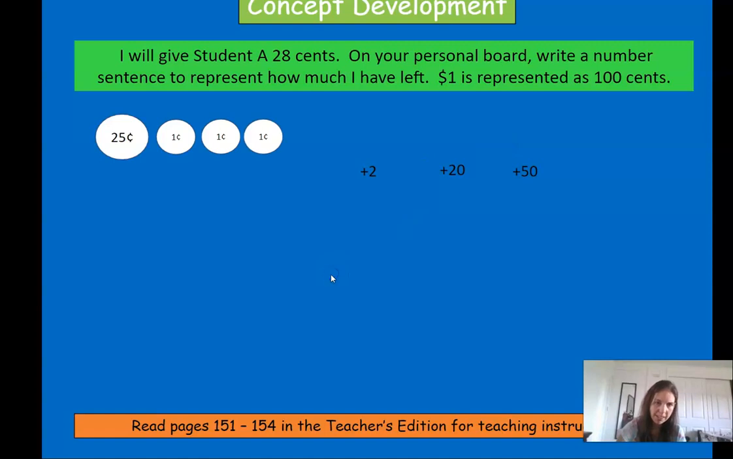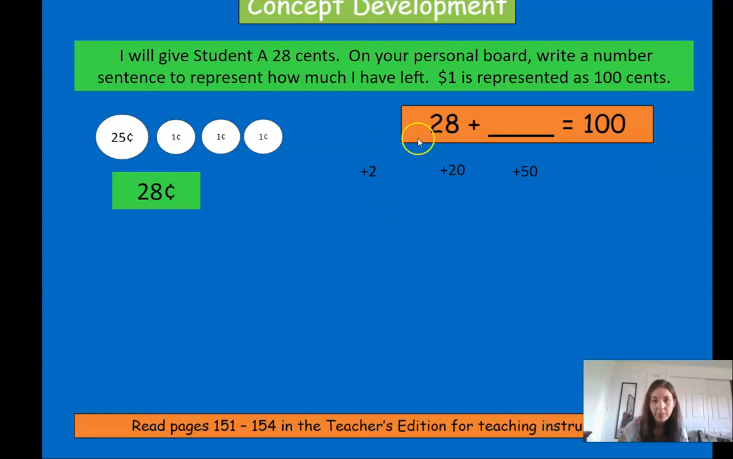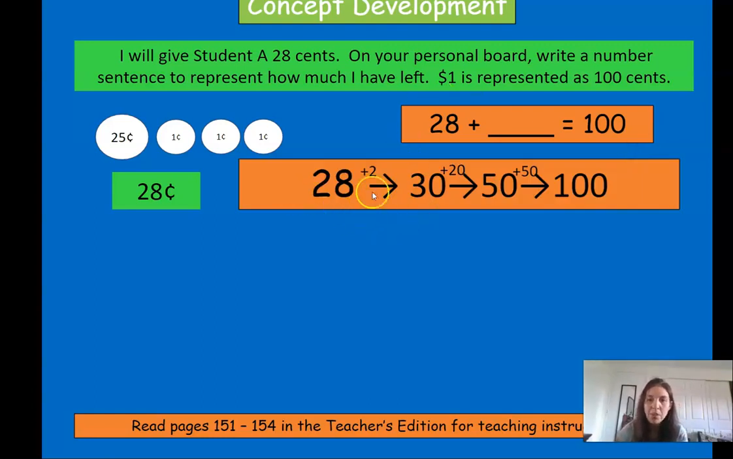Here's our 28 cents. Here's the number sentence that you could have written. 28, which is how much we know that I gave the student, plus how much more would equal 100. So this is one way to do the number sentence. You can use addition to show it, okay? And then we're going to count up. So start at 28, how much we started with, and it makes sense to count up to the next 10 to work with an easy number. So that's why we did plus 2 here.